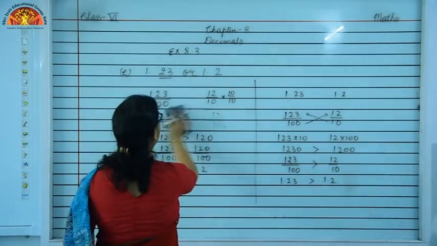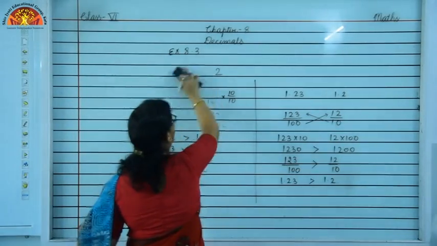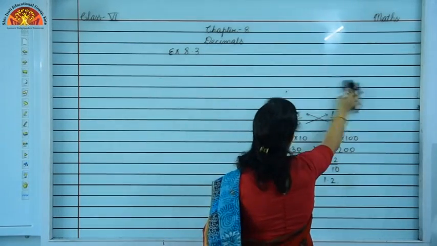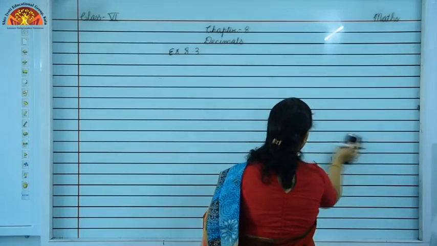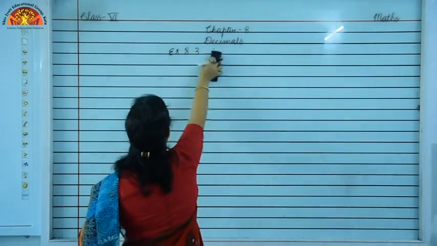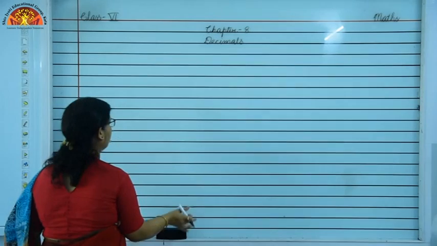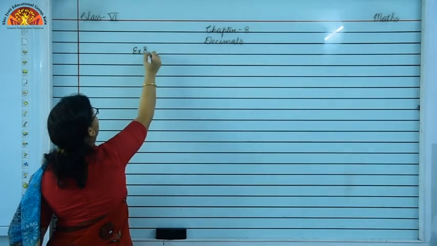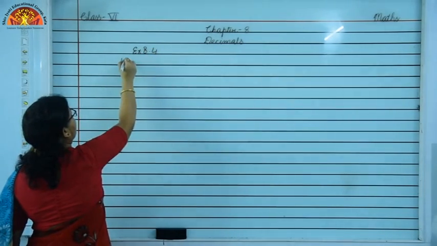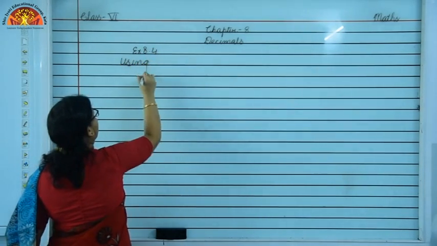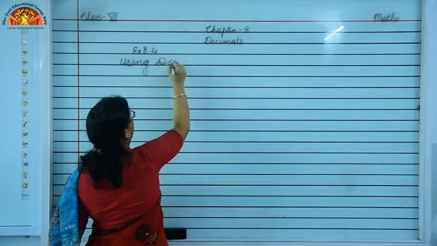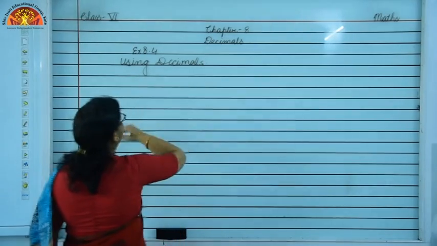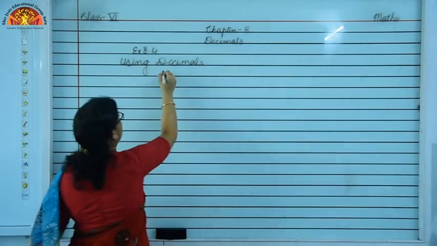Next topic is using decimals, meaning where we use decimal numbers in our day-to-day life. First is money. Using decimals. Now first topic is money.